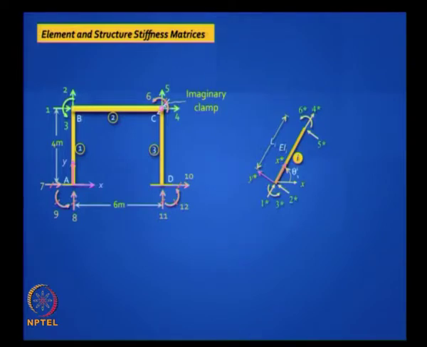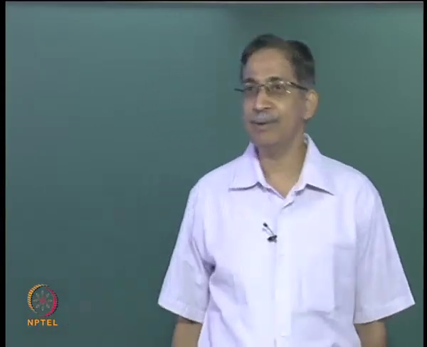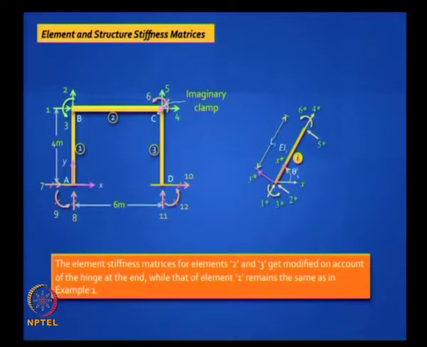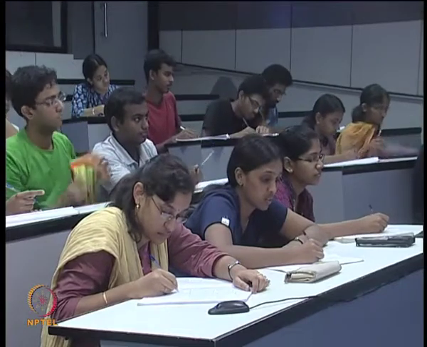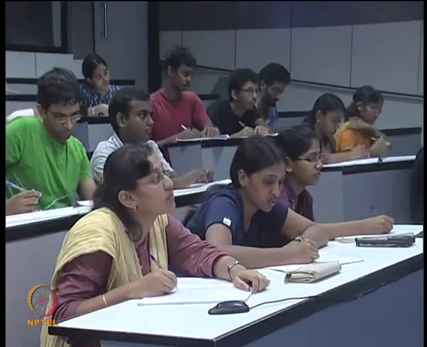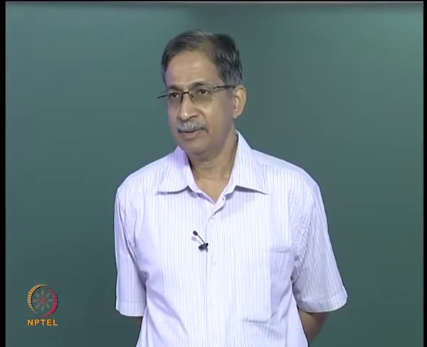What changes do we need to do now? For element 1, any change? No. So you are right, we need to bring changes only for elements 2 and 3. Can you write down the stiffness matrices for elements 2 and 3? For element 2, the end node has a hinge. So it will broadly take this shape, right.